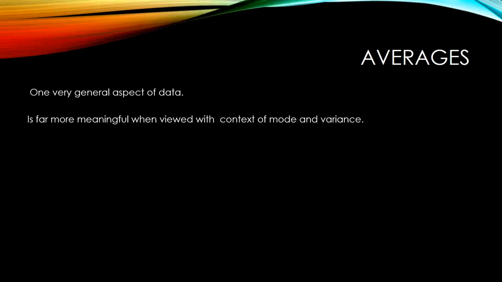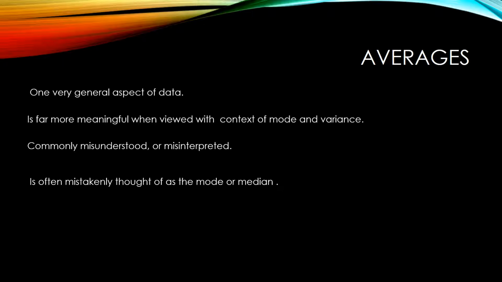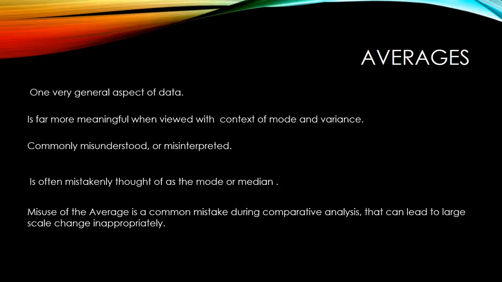Averages. We're going to talk a bit about averages here as well. Most of us have a pretty good grasp on an average or a mean, M-E-A-N. It's a very general aspect of data. It's far more meaningful when you view it with the context of mode and variance. It's really a commonly misunderstood and misinterpreted number, the average is. And it's often mistakenly thought of as the mode or median, and that can lead to some very big mistakes on a large scale. Misuse of the average is a common mistake, especially during comparative analysis, and it can lead to really large-scale changes inappropriately. And we're going to take a look at an example of that.